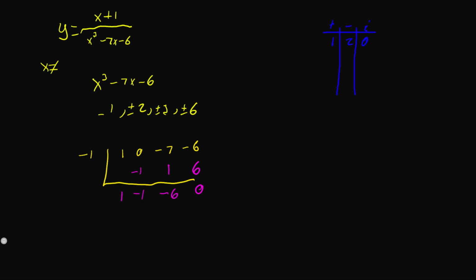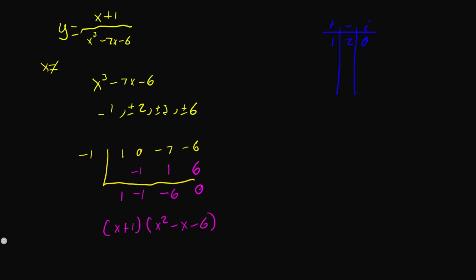So that gives us that we have a factor of x plus 1 times x squared minus x minus 6. And we could factor this out or use division. So we're going to see if we could factor this out.